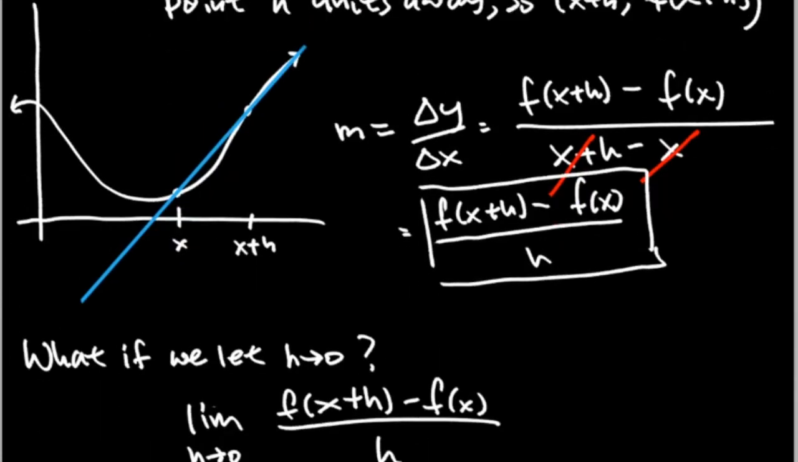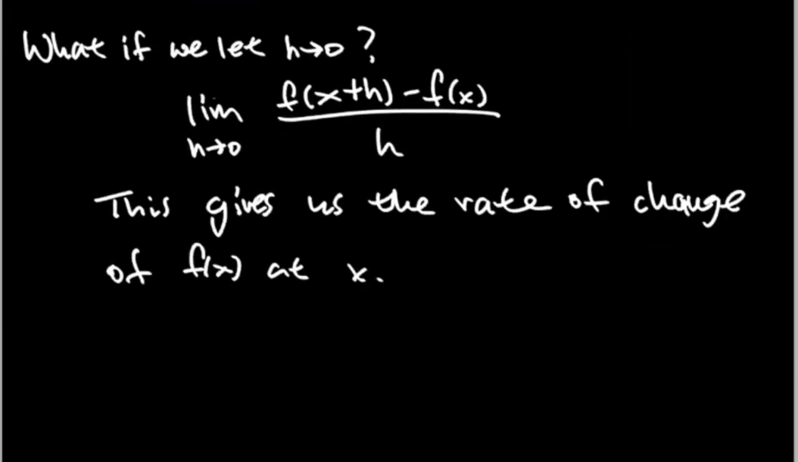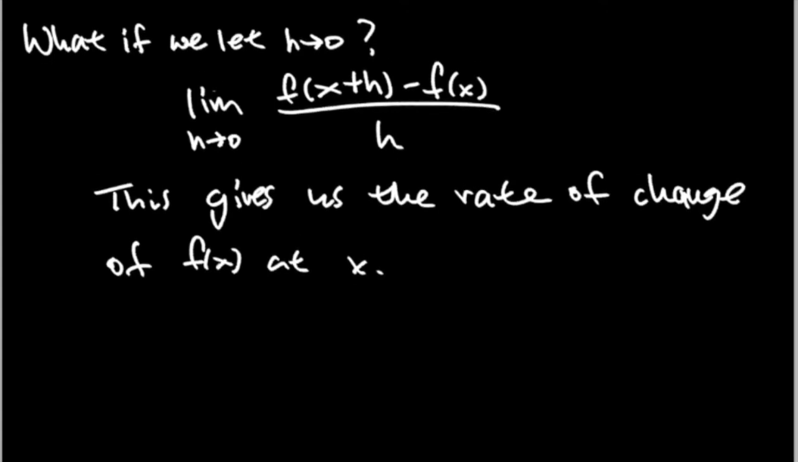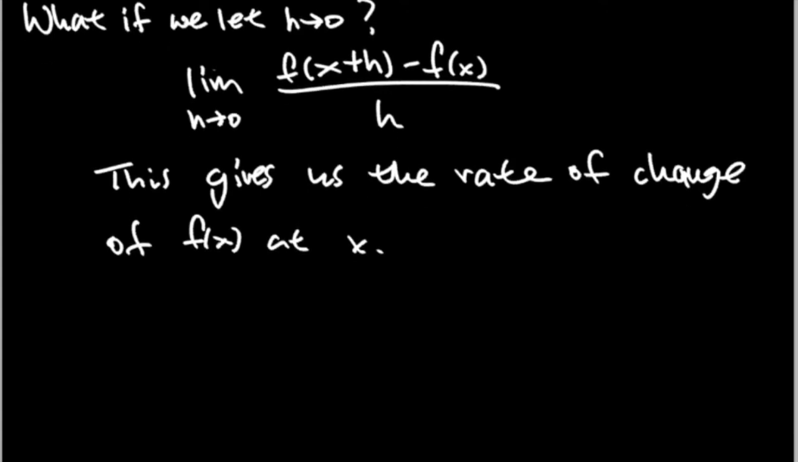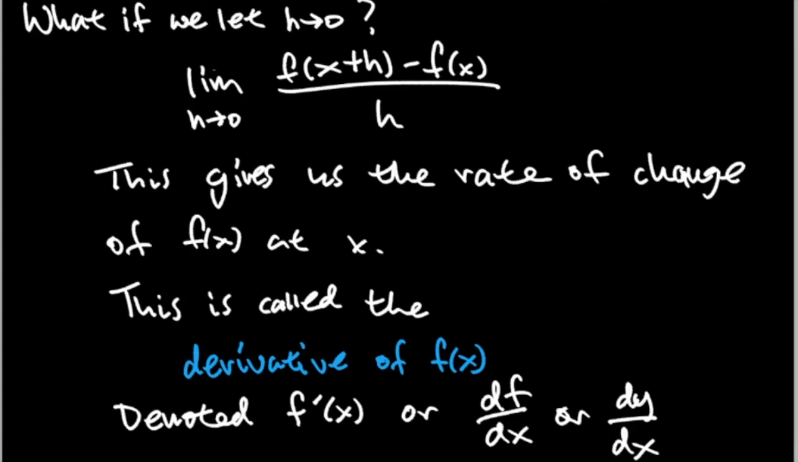Alright, so a question you can ask is, what happens if we let h approach 0? If we take the limit as h approaches 0 of f of x plus h minus f of x divided by h, this gives us the rate of change of f of x exactly at x. So in other words, this is what we call the derivative.